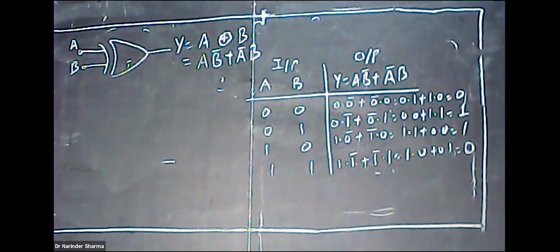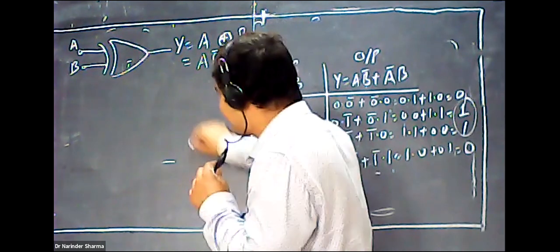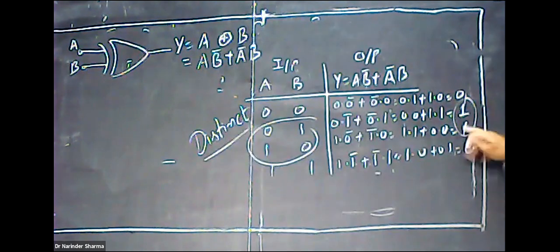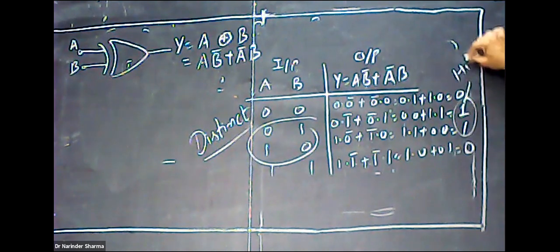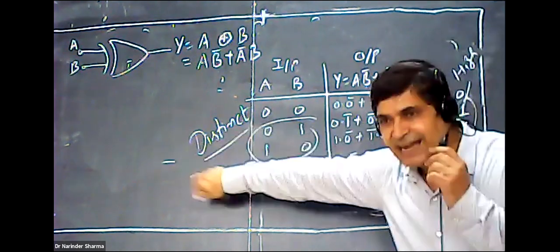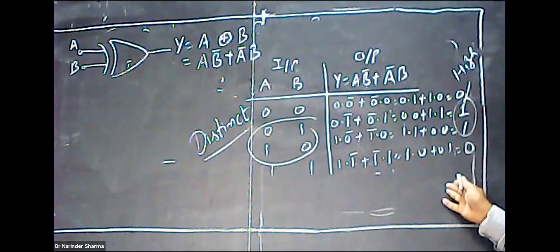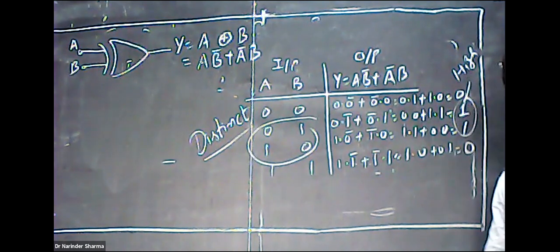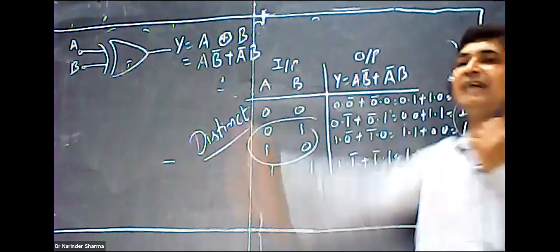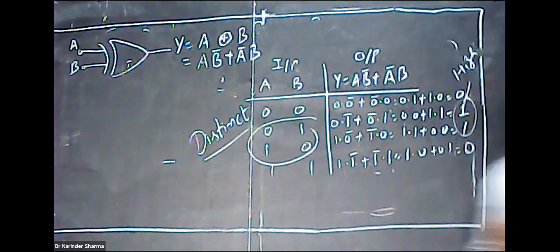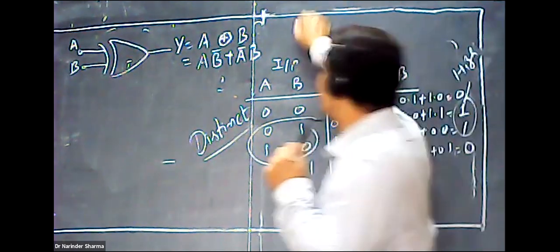So what have you concluded from this truth table? Output is high if both the inputs are distinct. I repeat, output is high if both the inputs are distinct or different. Or you can also define it in terms of low output: in the first and fourth case, output is low if both the inputs are identical. This is about the XOR gate. This we have done with the XOR gate.